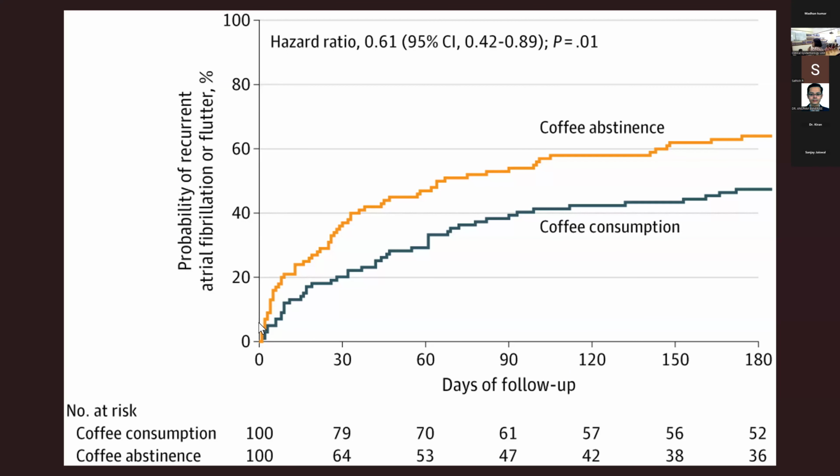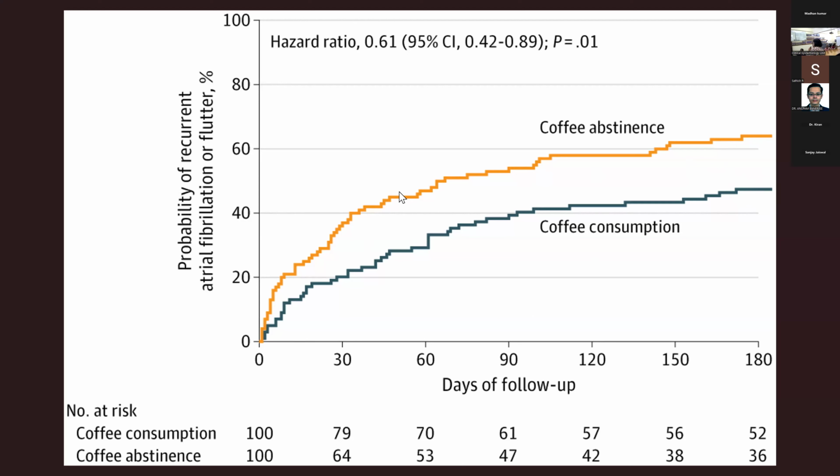Looking at the results, this is the Kaplan-Meier curve. Here we see the days of follow-up on the x-axis and the probability of recurrence of atrial fibrillation or flutter on the y-axis. At 180 days, the coffee consumption group had some 47% recurrent atrial fibrillation or flutter, whereas the coffee abstinent group had 64%. The hazard ratio is 0.61.